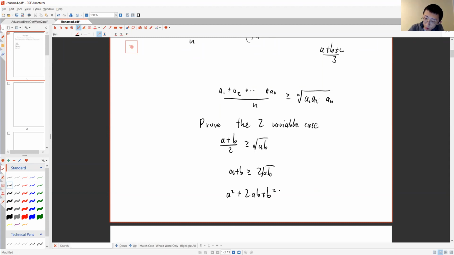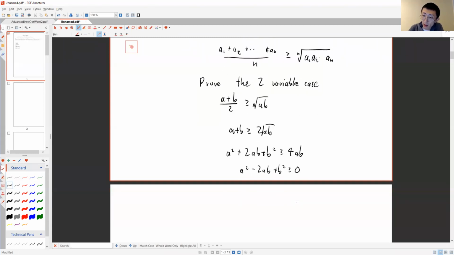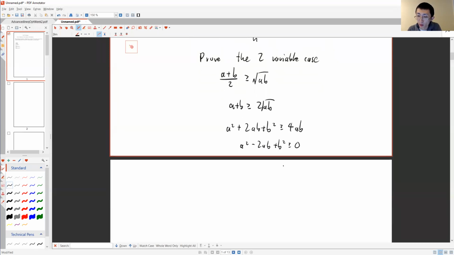And then this will become something like this. And then someone says, move everything to one side. So that's fine. And then, so now what? How do we see that this is always true? Yeah, so I see some people saying, yeah, we can factor this.